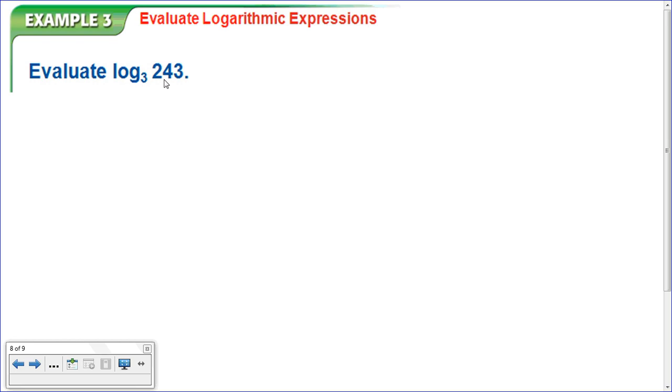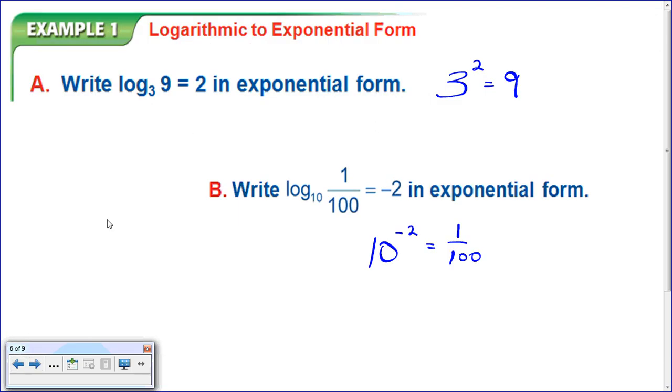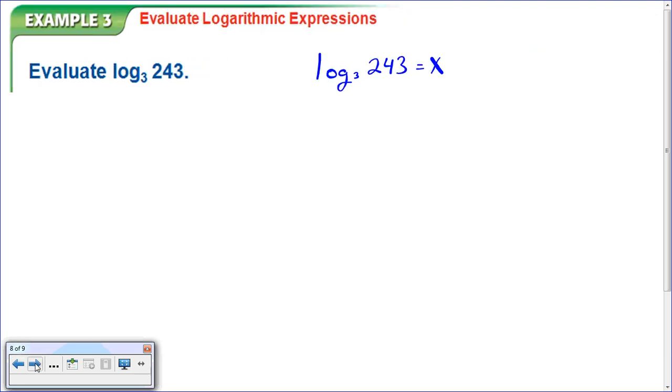Evaluate log base 3 of 243. Well, first of all, let's write this as an equation. Log base 3 of 243 is equal to x. Now we're going to translate like we did on these previous examples right here. We're going to translate them into an actual exponential function. So my base is 3, this would be the power, equals 243.